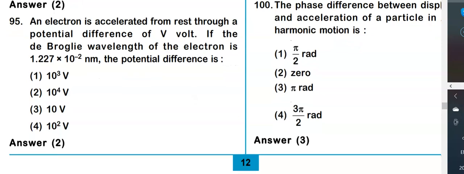95th question. An electron is accelerated from rest through a potential difference of V volts. If the de Broglie wavelength of the electron is 1.227 into 10 to the power of minus 2 nanometers, the potential difference is? This is quite simple. If you know the formula, it is going to be very, very easy. The de Broglie wavelength lambda is given by 12.27 by root V angstroms.